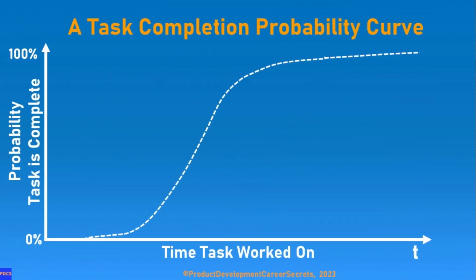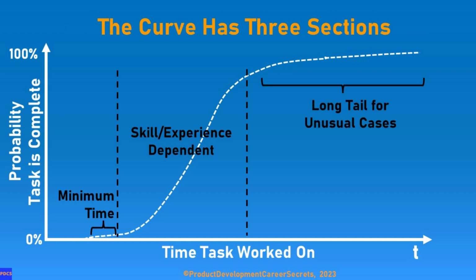Now, every task can be described by a curve that describes the probability of the task being completed after being worked on for some amount of time. Now, the x-axis is the amount of time the task is being worked on, while the y-axis is the probability that the task has been completed. This curve has three different sections.